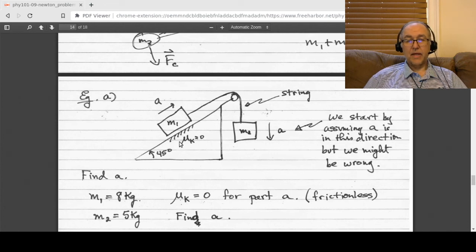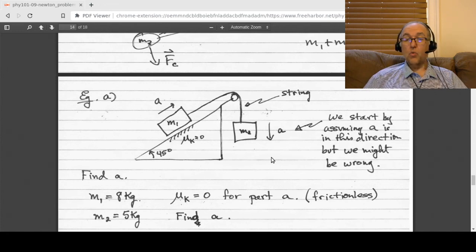Okay, and I didn't write the numbers in here, but I say that M1 is 8 kilograms and M2 is 5 kilograms, okay? Mu k is 0, which is frictionless, at least for part A, and I want you to find the acceleration. Now, at this point, I have drawn in the acceleration here. I say that M1 is going to accelerate up the incline, and M2 is going to accelerate down. But is that true? Do we know what direction it's going to accelerate? Your intuition may fail you.